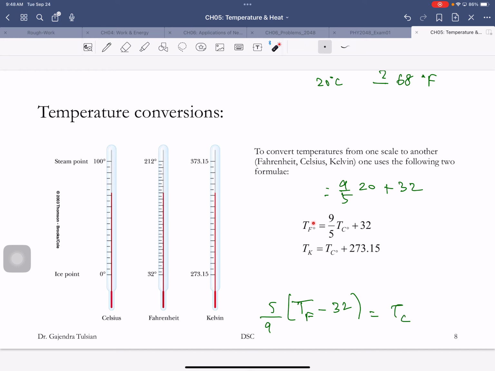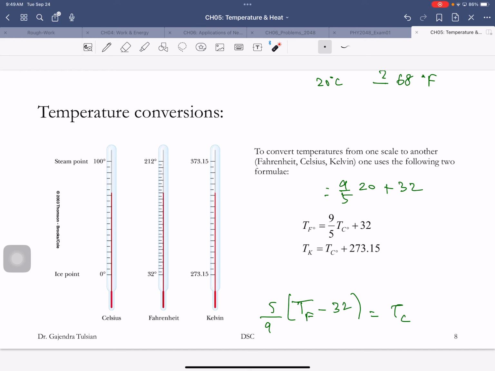Bring that to the other side, so T_F minus 32, and then cross multiply 5 over 9. So if you have a temperature in the Fahrenheit scale, this is how you get the Celsius scale. So if you have a temperature of, let's say, 72, 72 minus 32 is 40. 40 divided by, this is roughly 1/2, 40 times 1/2 is 20 degrees.